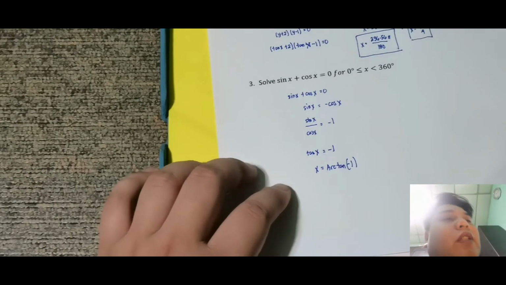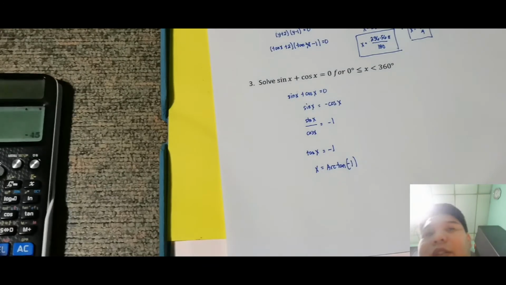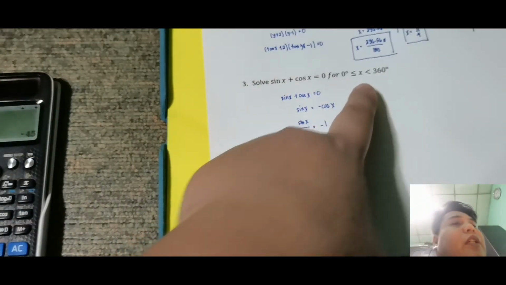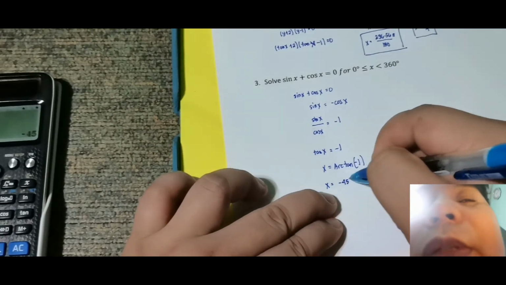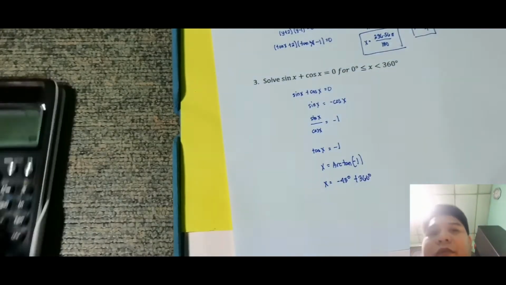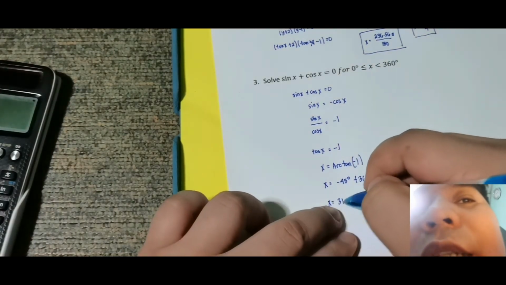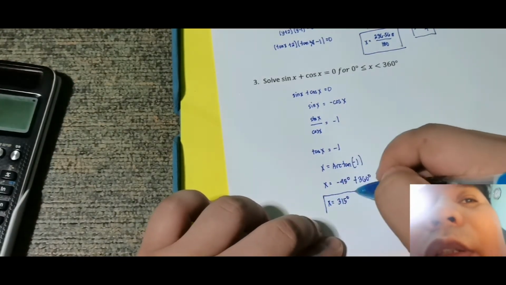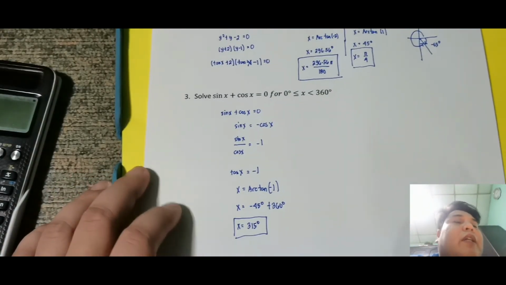Okay, so what is arctangent of negative 1? Arctangent ng negative 1 is negative 45 degrees. So lumabas kasi is x is equal to negative 45 degrees, then plus 360 natin, kasi nga positive yung hinahanap, which means that is 315. So, x is equal to 315 degrees. So, hindi natin kailangan i-radian dyan kasi naka-degrees siya. Okay, so ganun yung gagawin natin dito.